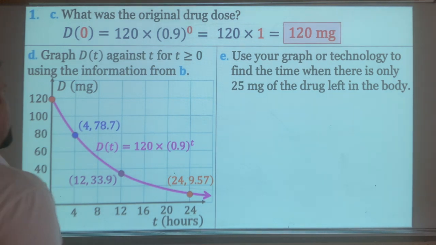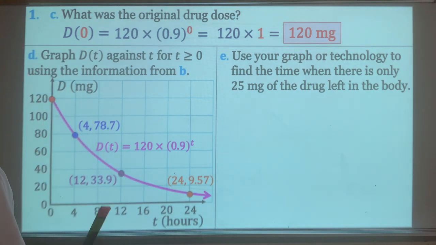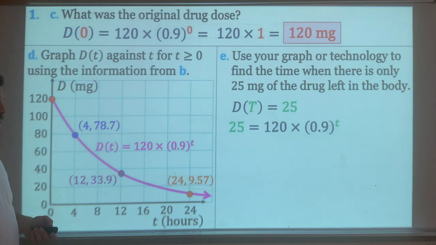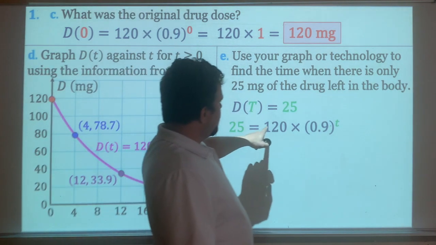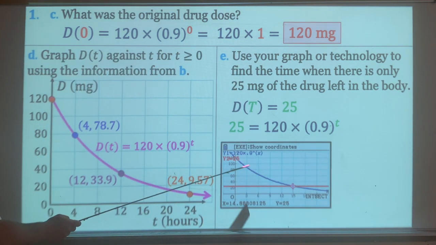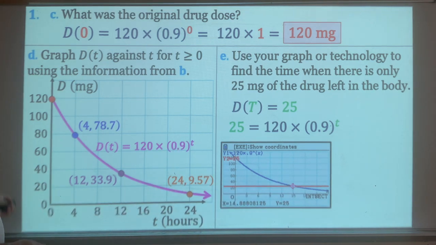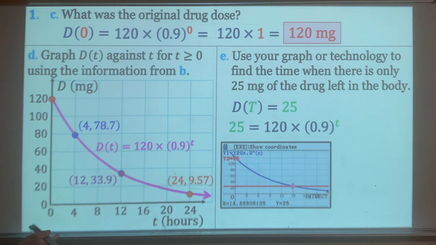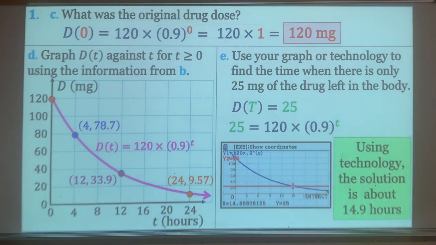Now we're going to use a graph or technology to find out when there's only 25 milligrams of the drug left in the body. So that's when D is 25. Using technology, you know how to use the calculator by now. You're going to plug in 25 for your Y2 and 120 times 0.9^T for your Y1. My window was from about 0 to 25 for X, and for Y it doesn't even matter, you can go 0 to 50. I just used the same one I used here pretty much. Intersect, intersect, you get about 14.89, or about 14.9 hours, right?